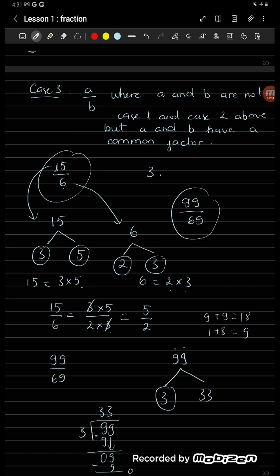So now, can 33 divide by 3? It seems so, because we have two number 3s here. And the way to check is like this. 33 is 3 plus 3 equal to 6. So 6 can divide by 3. That's why 33 can divide by 3. Okay? And we write 3 here. So let's see, 33 divide by 3.